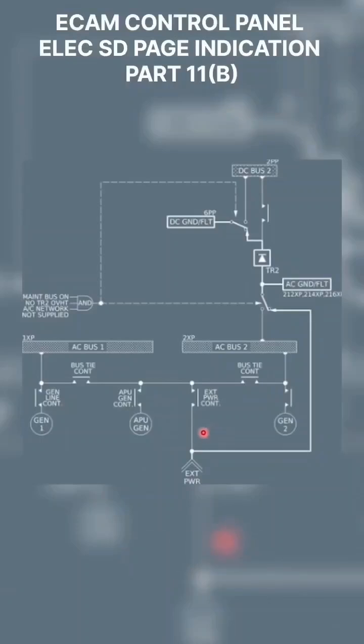If you see this photo, when only ground services are required, a person can select the maintenance bus. You can see in the forward galley there is a switch for the maintenance bus. This allows you to energize the AC and DC ground flight bus directly without supplying the entire network. Once you switch on the maintenance bus, this contactor will release and it will not supply the network, and this will give supply directly to the AC ground and flight bus. So this is the normal condition about the maintenance bus.